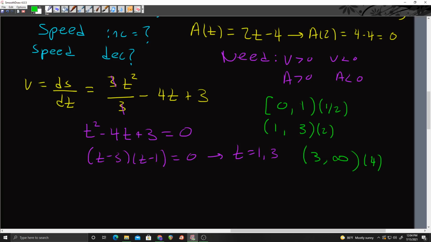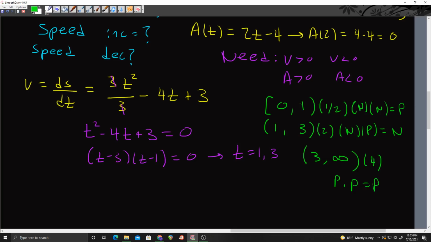So 1/2. 1/2 minus 3 is definitely negative. 1/2 minus 1 is definitely negative. Negative times a negative is definitely a positive, so our velocity is positive there. If I plug in 2, 2 minus 3 is negative and 2 minus 1 is positive, which gives me a negative overall. And finally, if I plug in 4, 4 minus 3 is positive and 4 minus 1 is positive, so that's a positive. Now we know where our velocity is positive and negative.